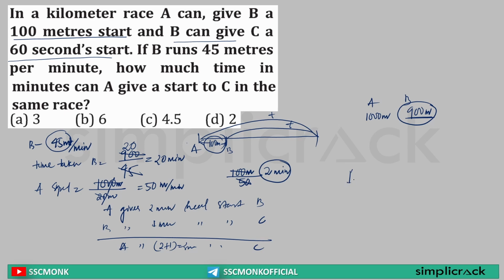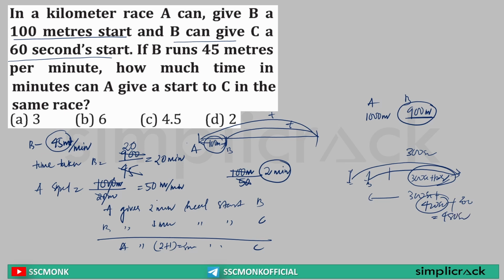Because here what is happening? If A takes, for example, 300 seconds to reach here, B will take how long? Sir, 300 seconds plus 2 minutes, that is 120 seconds. C will take how long? Sir, C will take 300 seconds plus one more extra minute. So 300 seconds plus 120 seconds, that is 420 seconds taken by B, plus 1 minute, that is 60 seconds, which is equal to 480 seconds. So this is how you can find out A will give 3-minute head start to C.